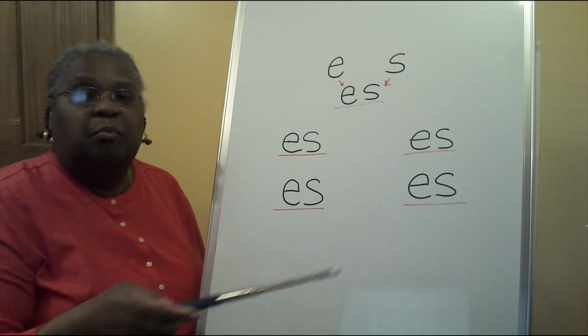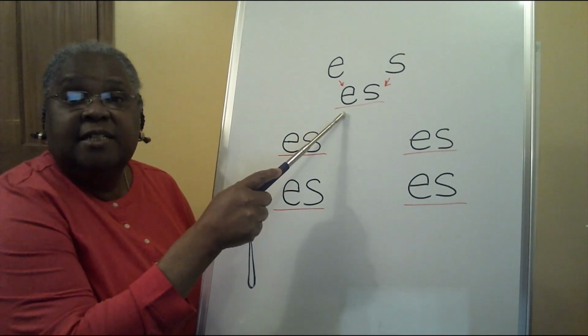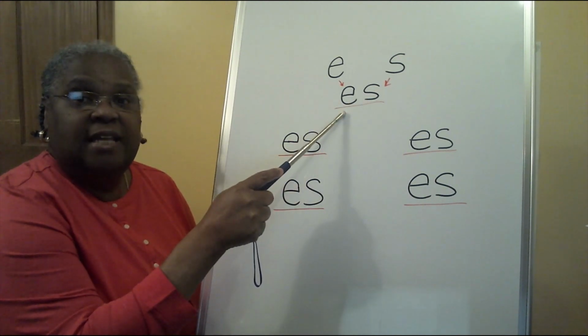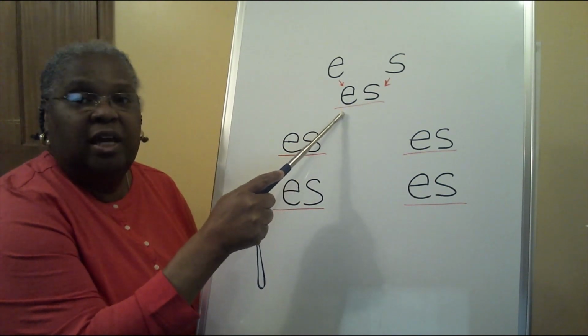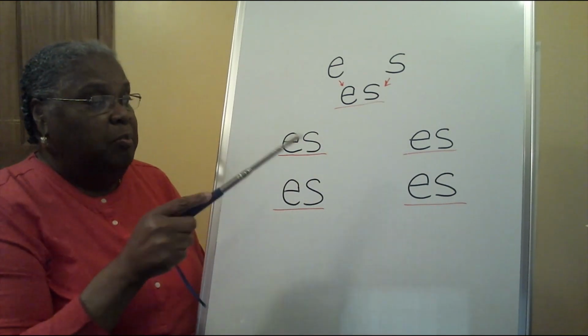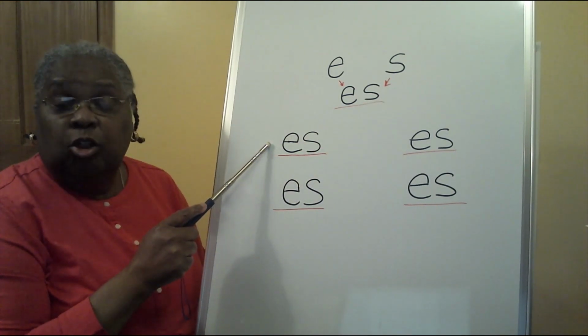Let us sound out the blend together. Say the E sound, eh. Say the S sound, s. Now say the E sound and the S sound together smoothly, es. Great job. Now, the blend ES is not a standalone word.